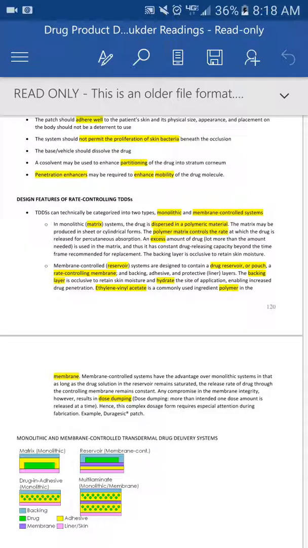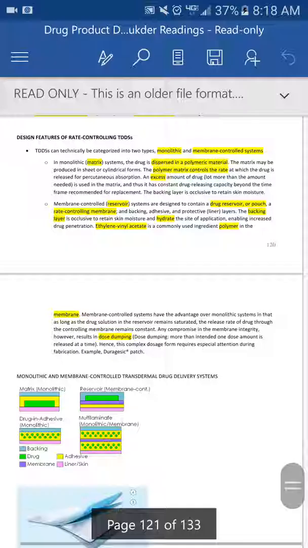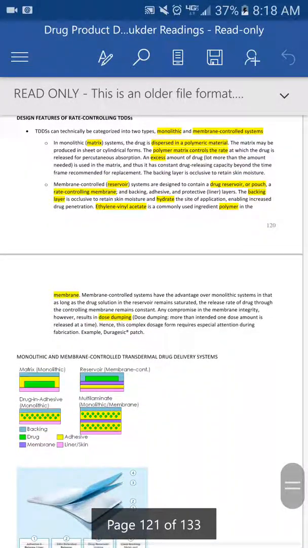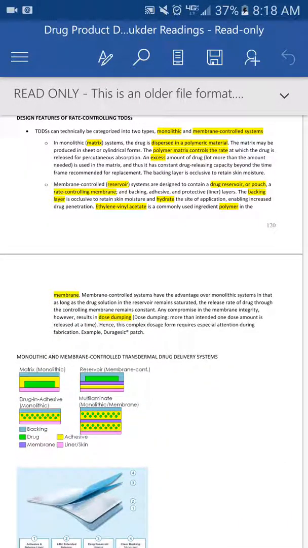Design features of rate-controlling transdermal delivery systems. Transdermal delivery systems can technically be categorized into two types, okay? The first is monolithic, and the other one is membrane-controlled systems. So monolithic would be matrix systems. Remember, matrix is where you have it in a polymeric matrix material, and that can degrade over time, and you have the drug just kind of sitting in there.